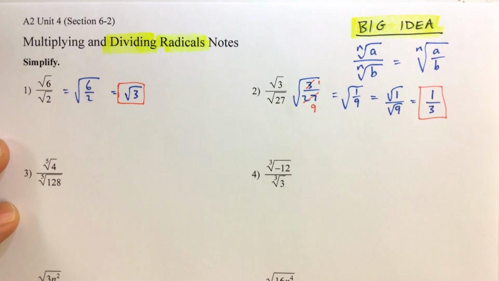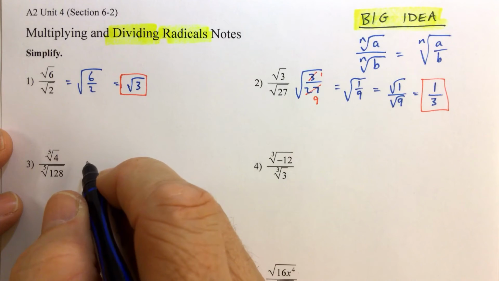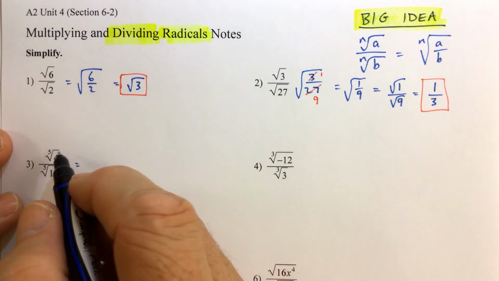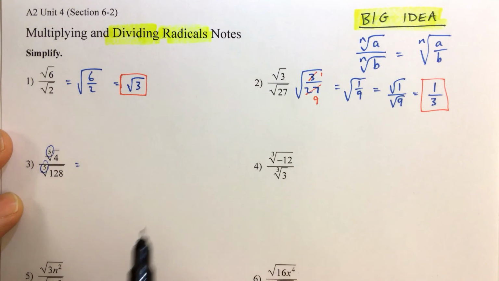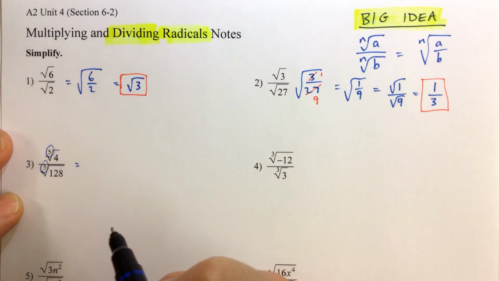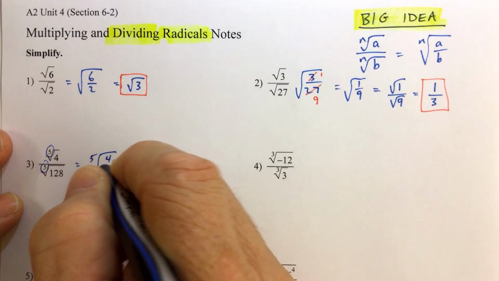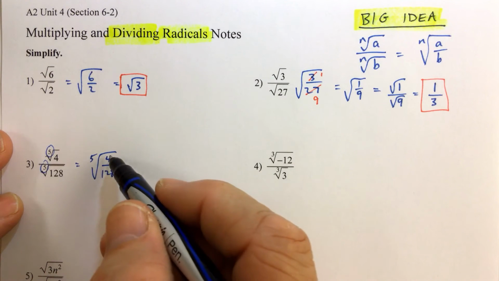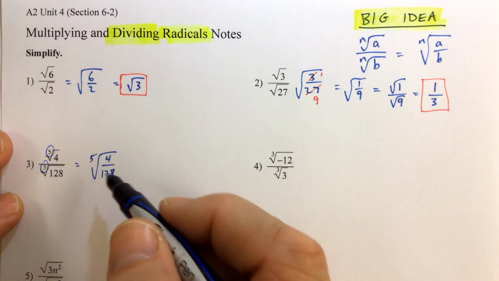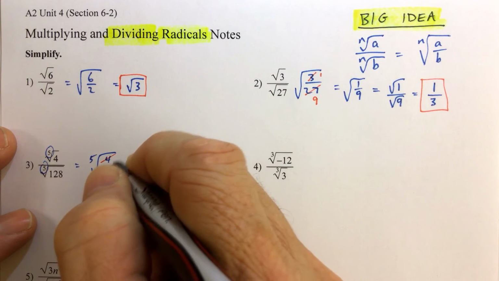All right, let's crank up the level of difficulty a little bit. Notice here that we have a fifth root, and since the roots are the same, we can combine what's underneath the root symbol. You can't combine them if the roots aren't the same. So we're going to combine the 4 and the 128. So 4 over 128 gets underneath the radical sign.